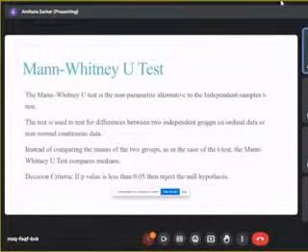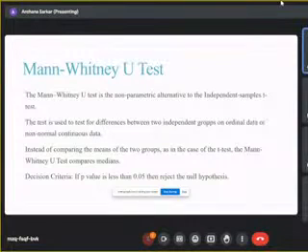Non-parametric tests are again similar to the parametric tests. Today I am focusing on two tests. First is the Mann-Whitney U test. The Mann-Whitney U test is the non-parametric alternative to the independent sample T test. It is used to test for differences between two independent groups on ordinal data or non-normal continuous data. So for two groups, you can use this Mann-Whitney U test.